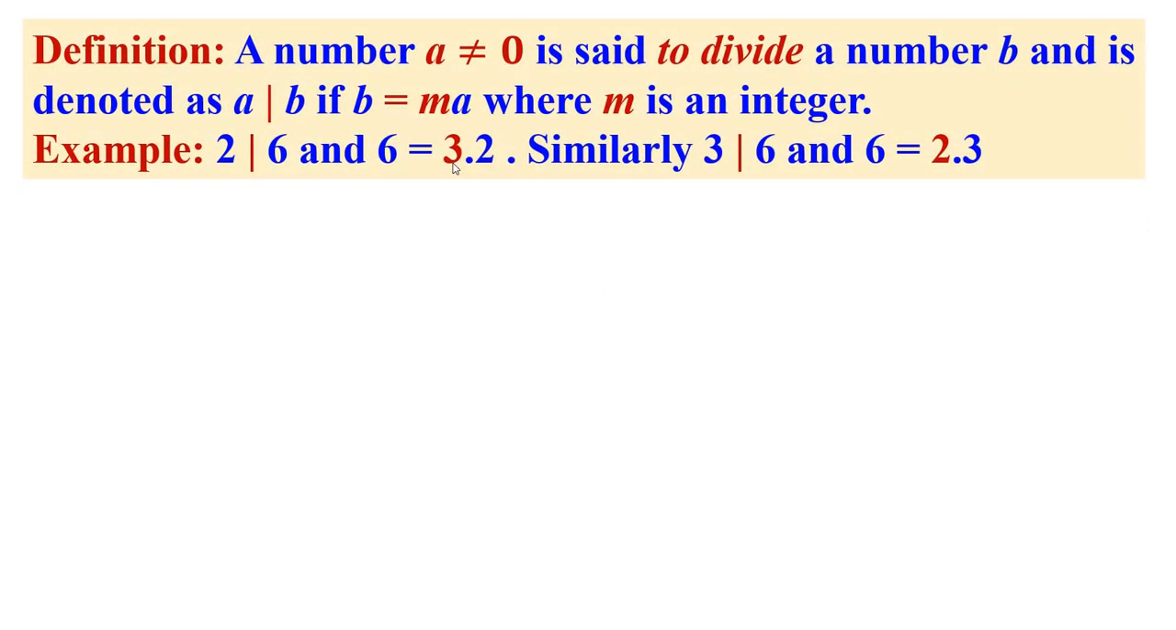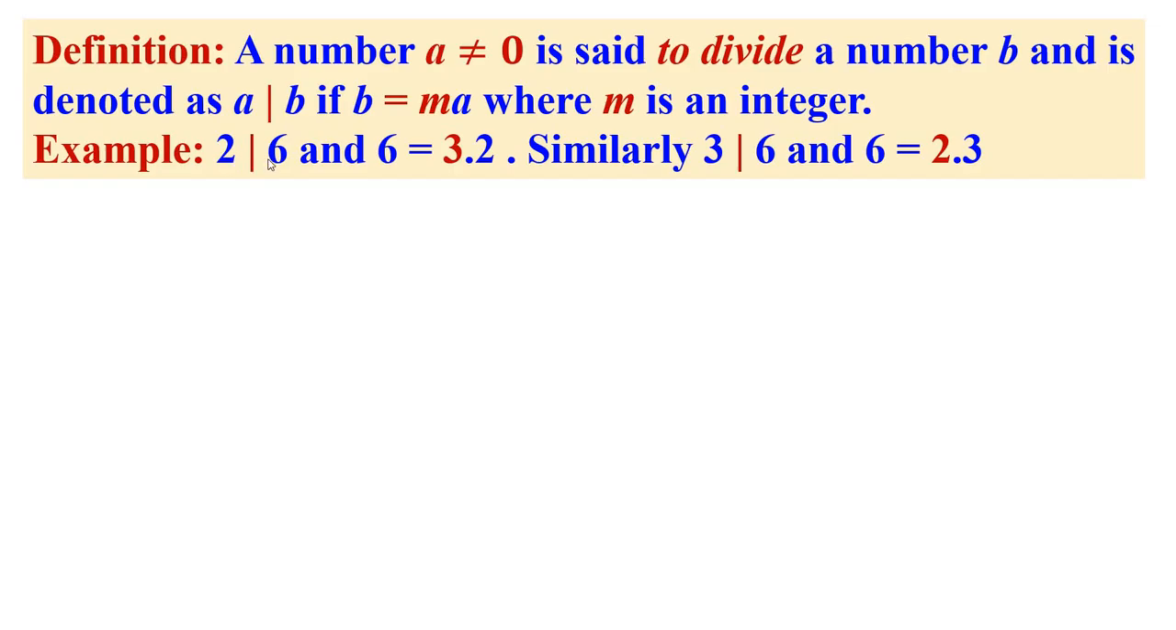Now we have this definition. This definition is needed when we want justification, or when we have a result and want to establish that result. For that, there are certain basic definitions that we need to know. There are many definitions; some of them we will see. A number a, which is different from 0, a non-zero number, is said to divide a number b, and it is denoted as a divides b, with a straight line. a divides b if b is a multiple of a. b is m times a, where m is an integer.